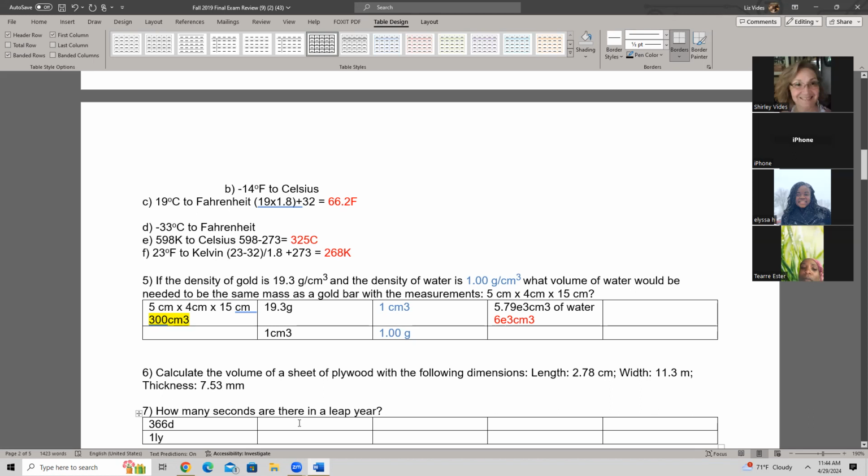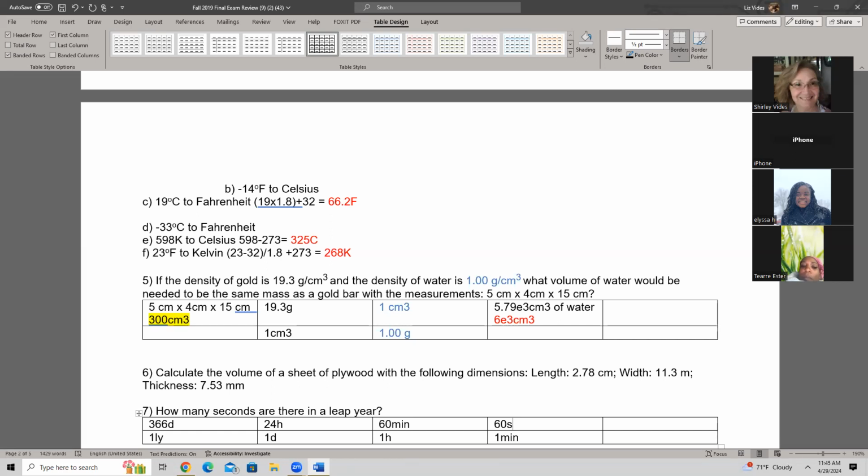All right, the next thing is to convert days. So 1 day is equal to 24 hours. 1 hour equals 60 minutes. 1 minute equals 60 seconds, and that is correct. Now, all you have to do is multiply the top, and that's it. And you're going to end up with a big number.